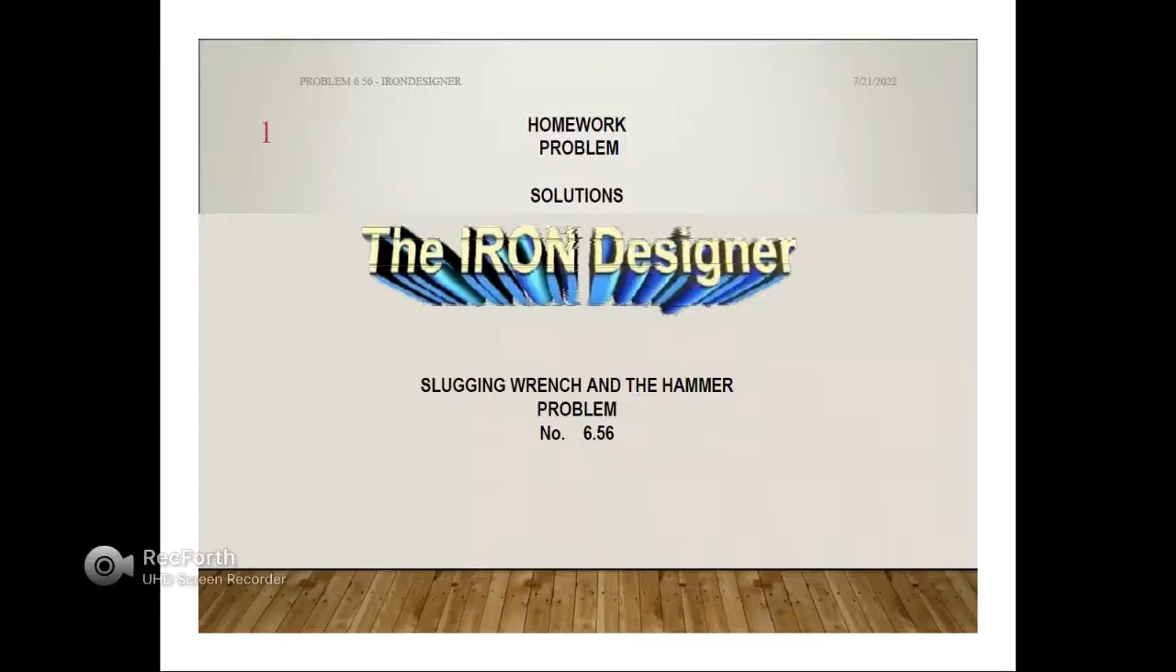This is Iron Designer here, looking at a new engineering problem, this time involving a slugging wrench and the hammer. It is problem number 6.56 in the Professional Engineer's Handbook by McGraw-Hill, 2nd edition. The author is Lalonde.